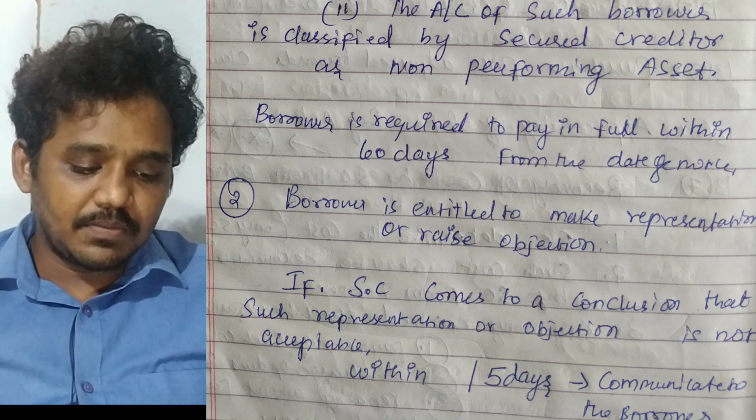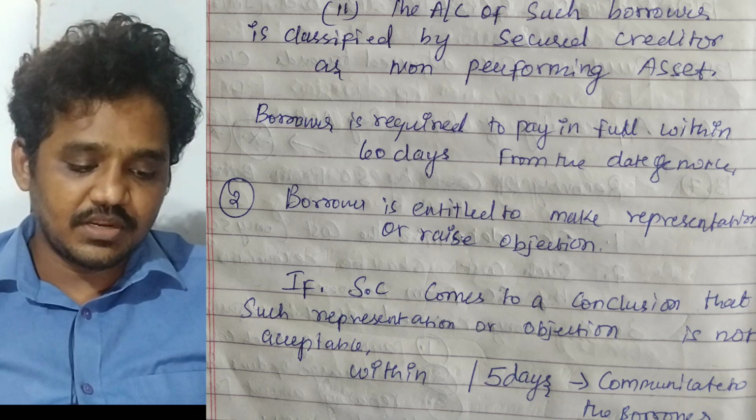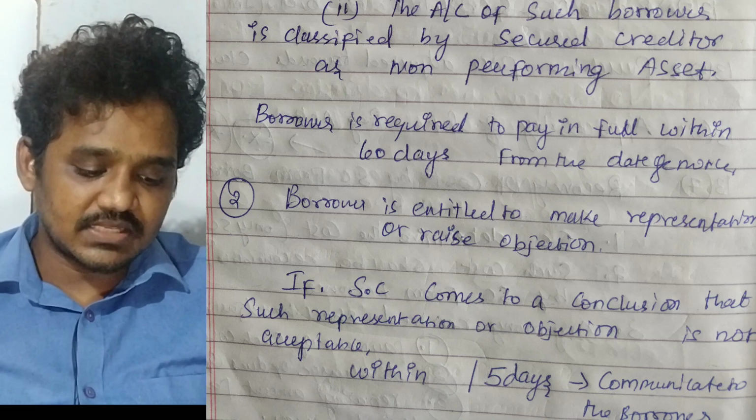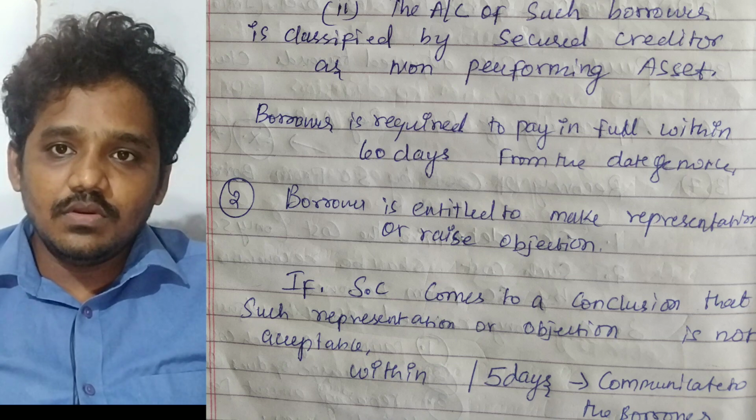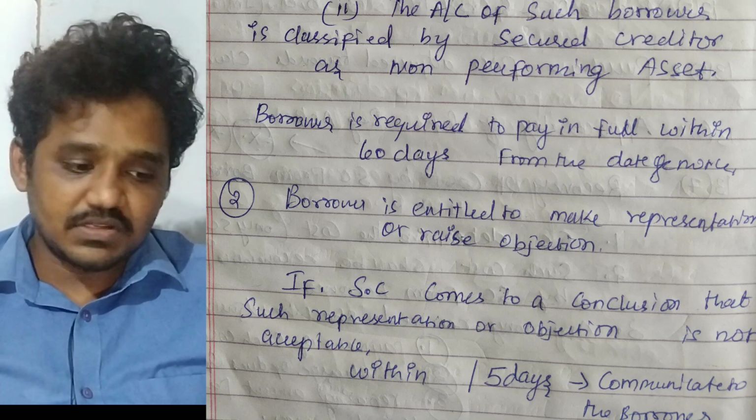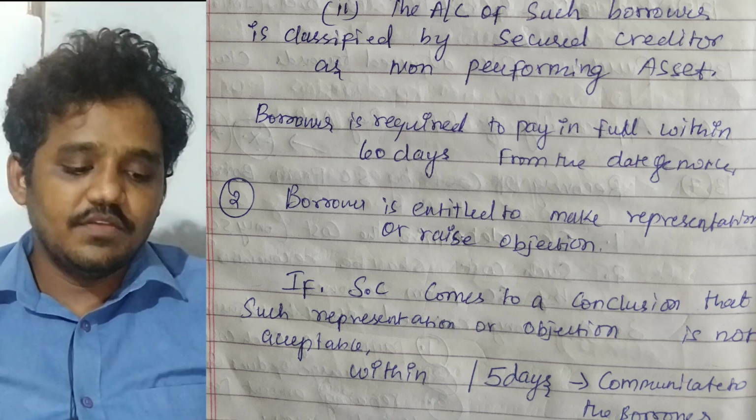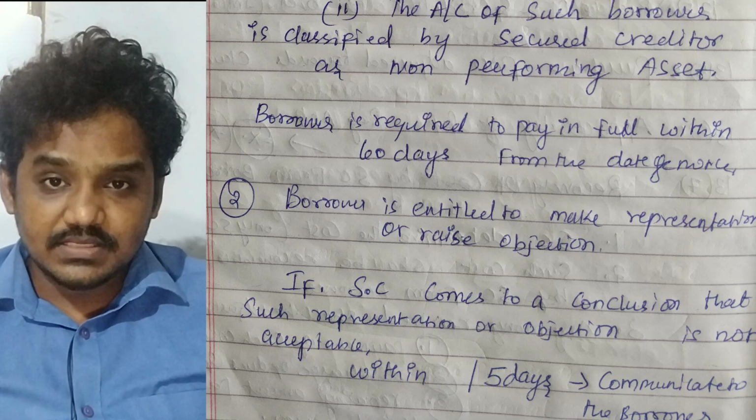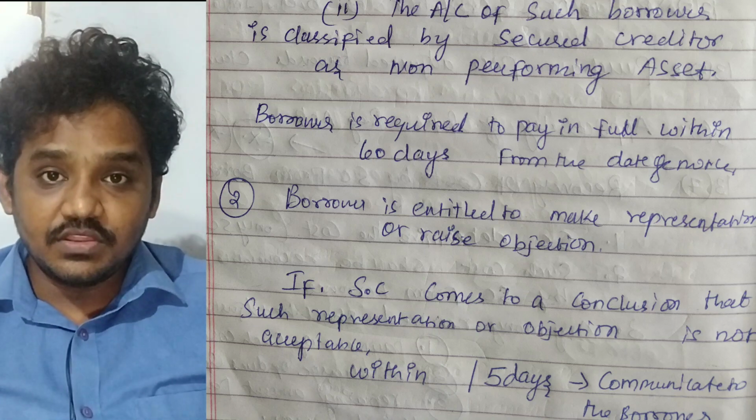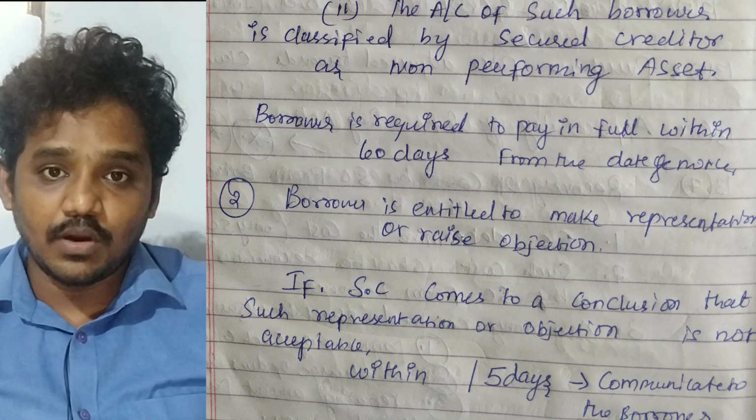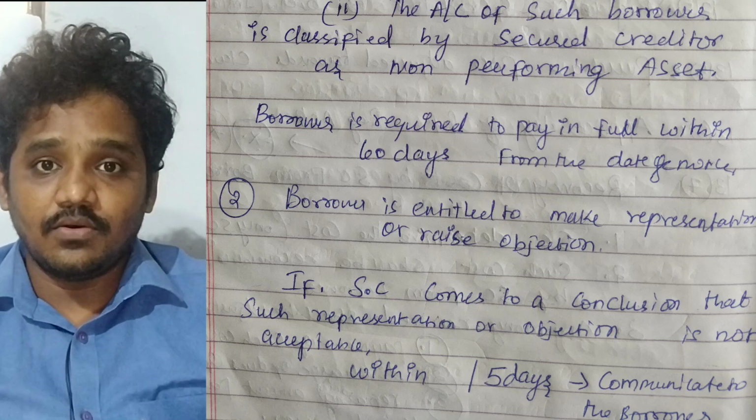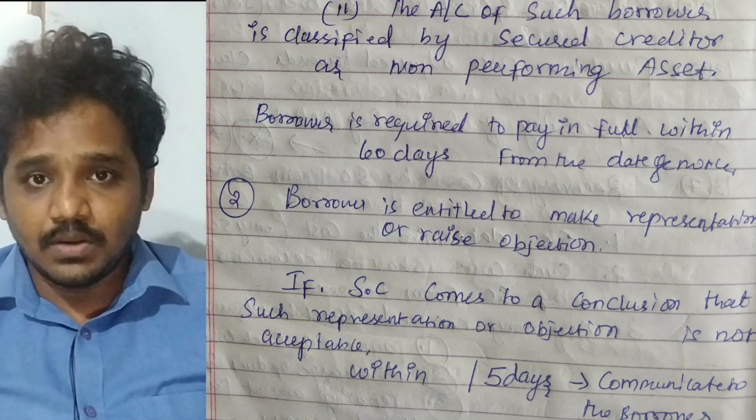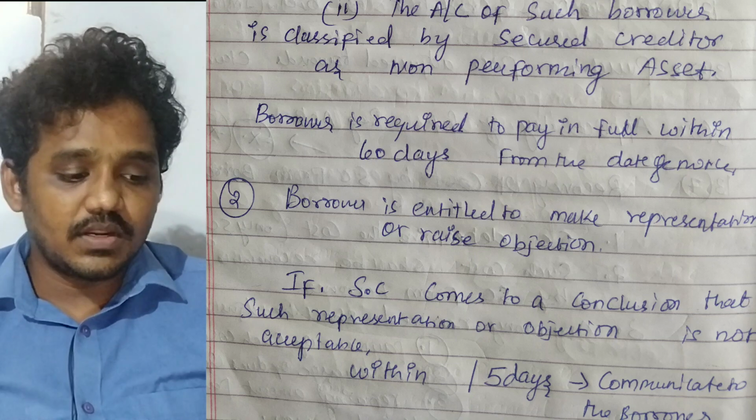The borrower is entitled to make a representation or raise an objection. If the secured creditor comes to a conclusion that such representation or objection is not acceptable, then within 15 days they have to communicate this to the borrower: I am not convinced with your reply, so based on the Act I can proceed further. That is what will be communicated.